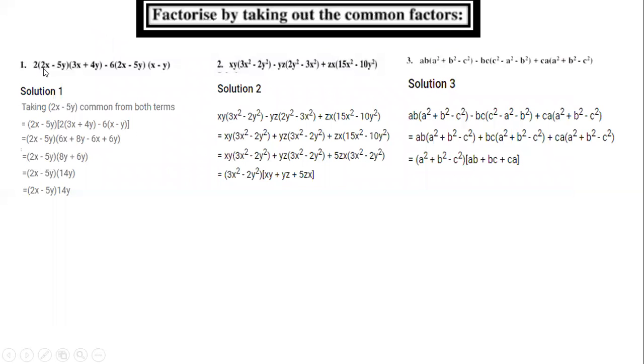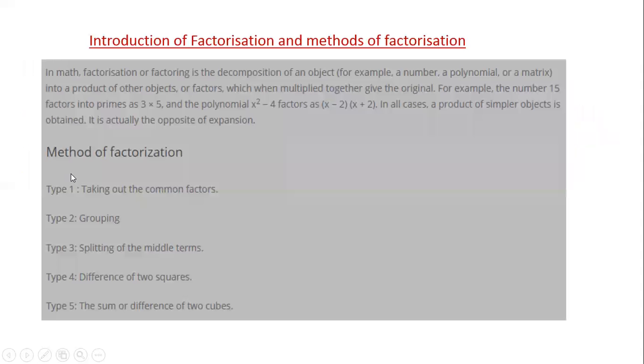The expression is 2 into 2x minus 5y into 3x plus 4y minus 6 into 2x minus 5y into x minus y. 2x minus 5y is here, 2x minus 5y is here. 2 ones are 2, 2 threes are 6. So we can take 2x minus 5y as the common quantity from both, or if you don't want to take that as common, then you can solve it as it is. This is taking out the common factors.